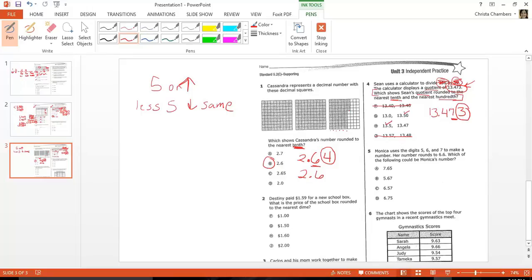Okay, that 3 does not bump the 7 up. It keeps it the same. And then the 3 just falls off. Okay, becomes a 0 and then falls off. So we have 13 and 47 hundredths. Okay, so there it is rounded to the tenth. There it is rounded to the hundredths. H was our answer. Okay, and that's all.